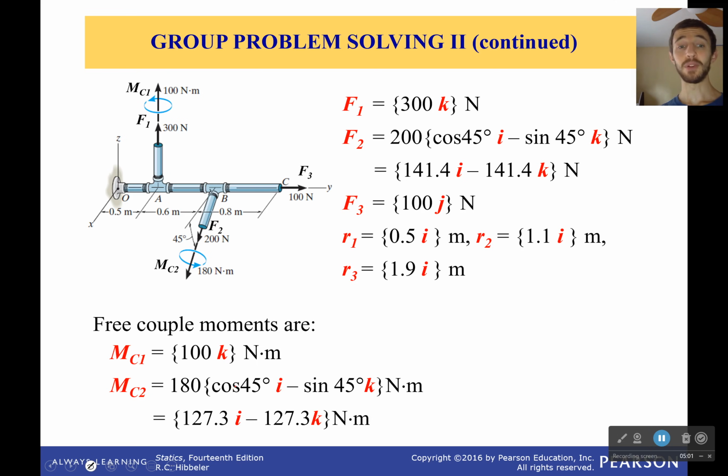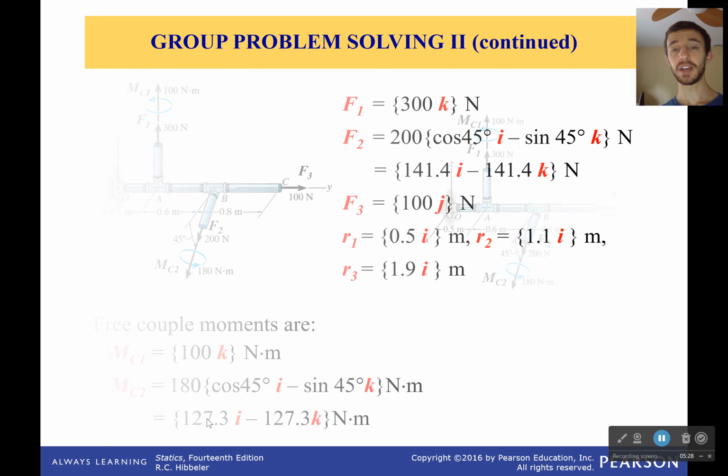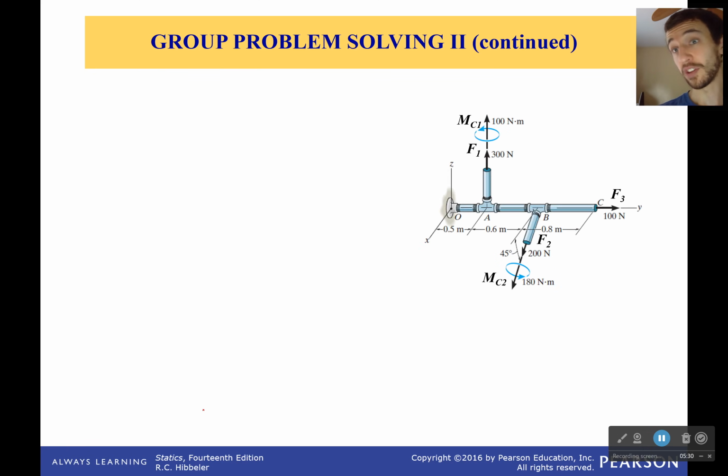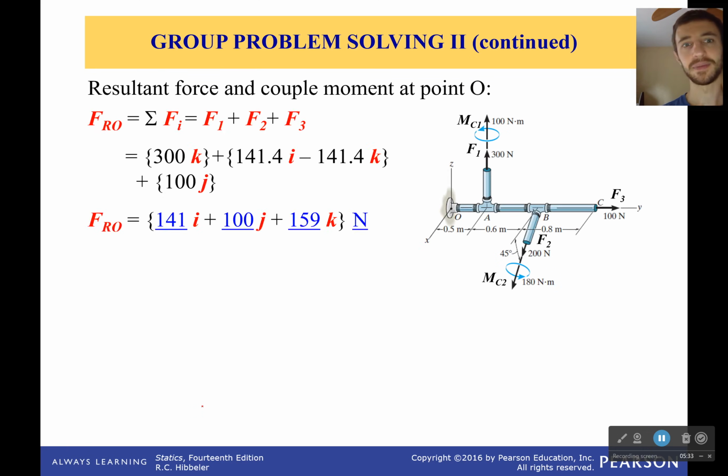Then finally, our couple moments. Well, we have couple moment 1, which is 100k, because it's along the z-axis. Remember that moments are vectors as well. So if I have one that's pointing down, if it's not along an axis, I'm going to break it up using the same exact method. You see cosine 45, sine of 45? Same thing here, cosine 45, sine of 45, just a different magnitude. This is something multiplying by something different. The unit vector is the exact same. Okay, so now I've got to take those cross products and hopefully everything works out.